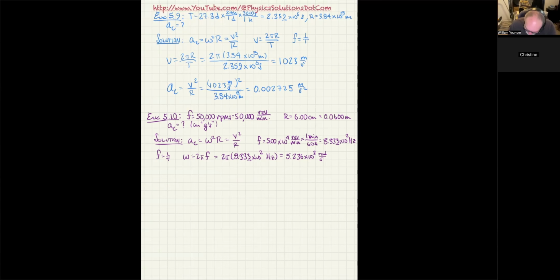So now we have the omega, and AC, of course, is just omega squared r. So all we have to do is take the 5.236 times 10 to the third radians per second. That's going to be squared, and then times the radius, which is 6 centimeters, but we had to convert that to meters, so that'd be 0.0600 meters.